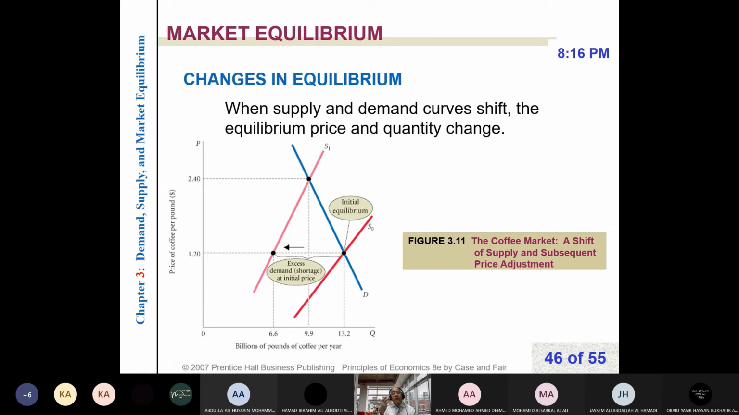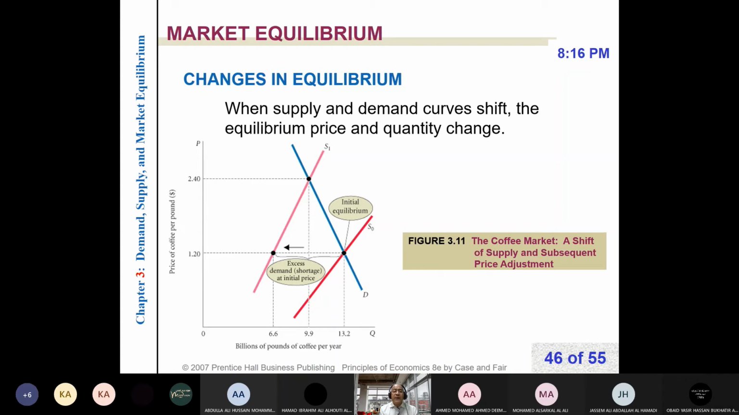Okay, so now what happened? Now we are at equilibrium. There is no tendency to change the price. Customers and sellers are satisfied. Sellers would like to sell 13.2. Customers would like to purchase 13.2. Everything is lovely in the market. Suddenly, there is a change in the market. What happened?